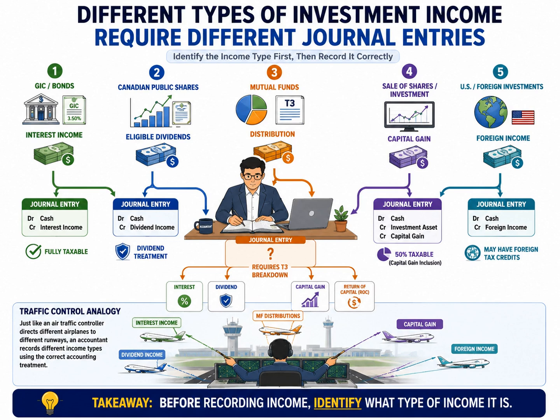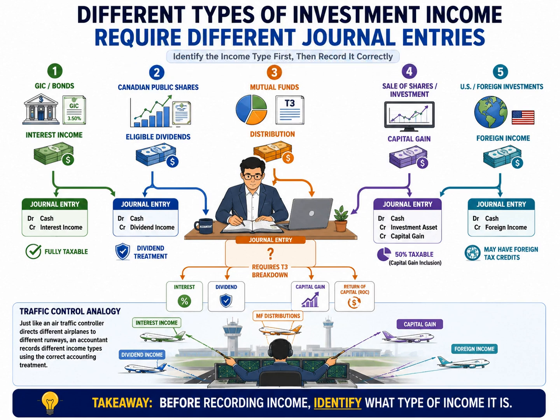Next, we have eligible dividend income. This type of income is often received from Canadian public corporations, such as banks, utility companies, and other publicly traded companies. The accounting entry may look similar to interest income, but the tax treatment is completely different. Because of this, dividend income must be identified and recorded separately.